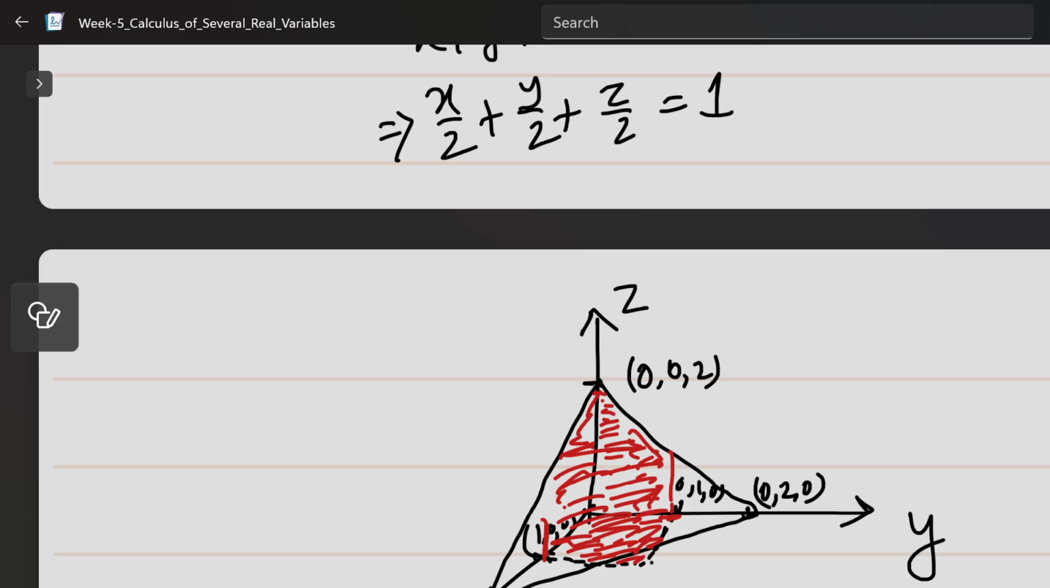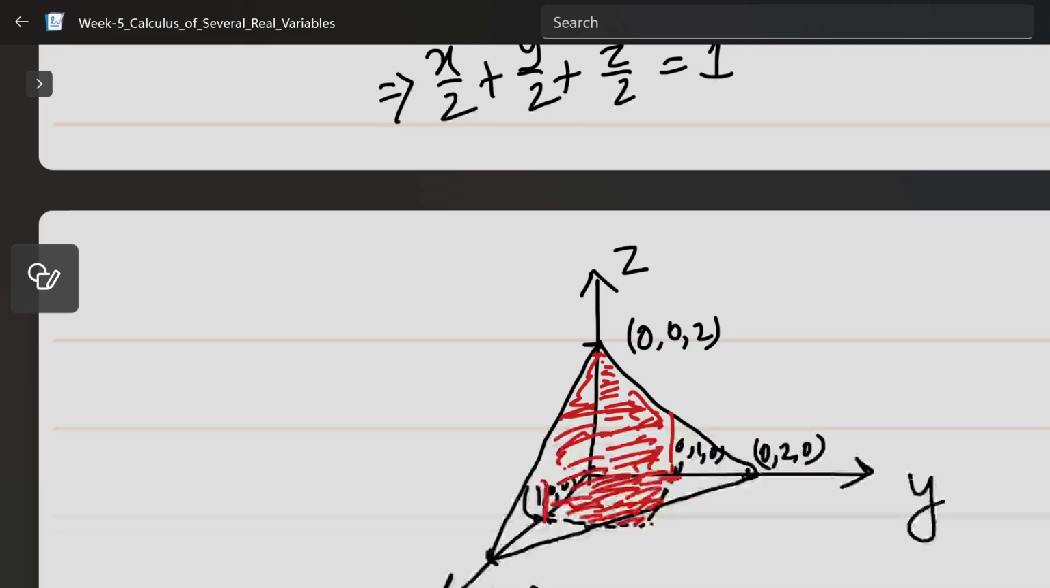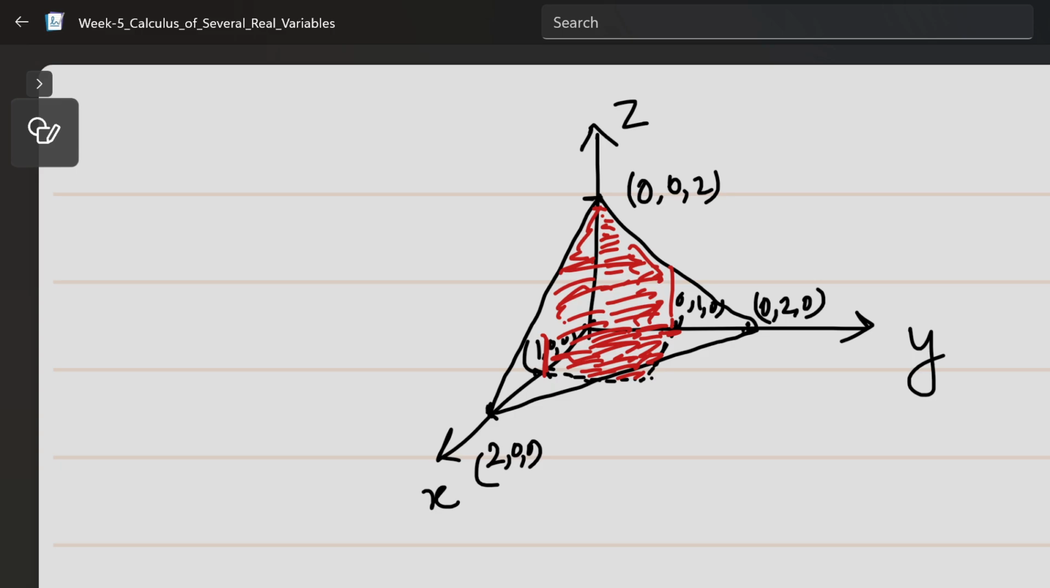But you remember, all the time it is not possible to draw all graphs. But you can visualize by your own, because I am drawing a three-dimensional graph in a 2D plane. You can visualize any 3D graph by your own. So you have to find the volume.